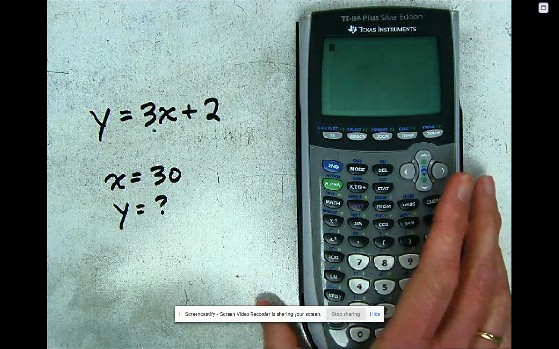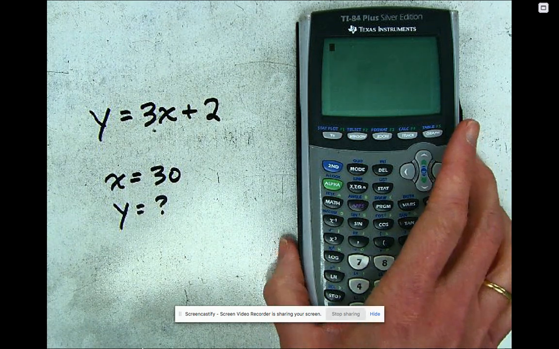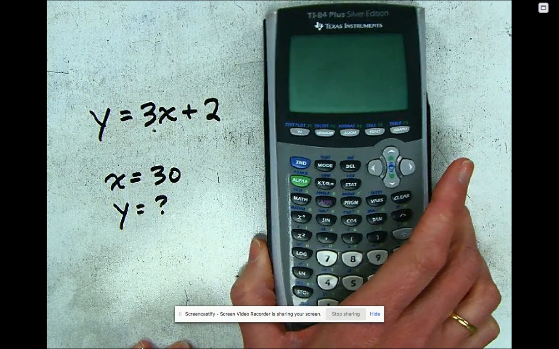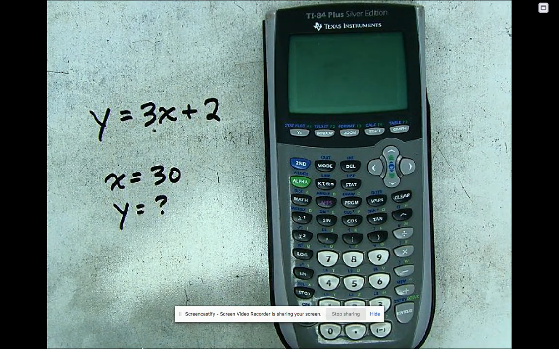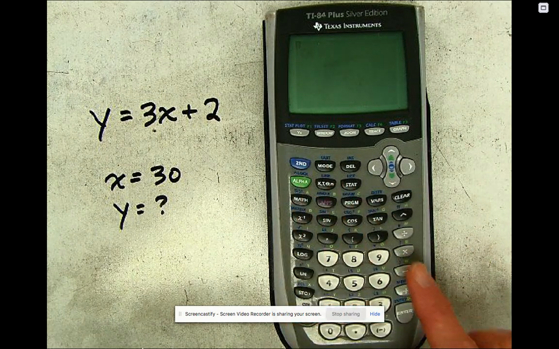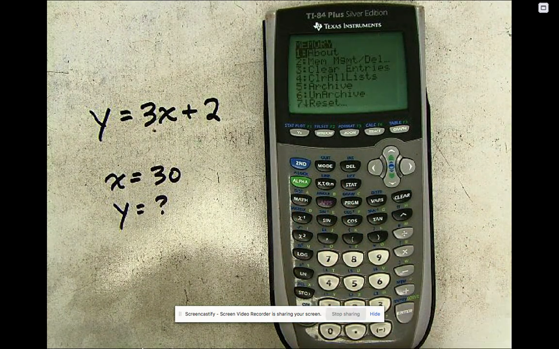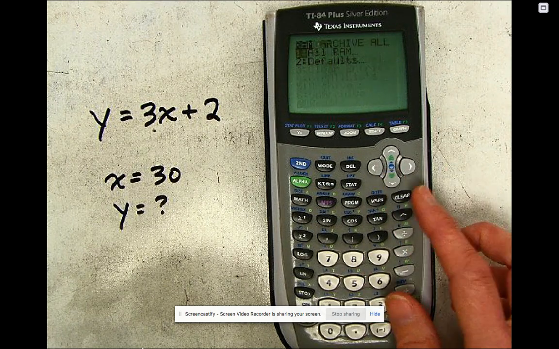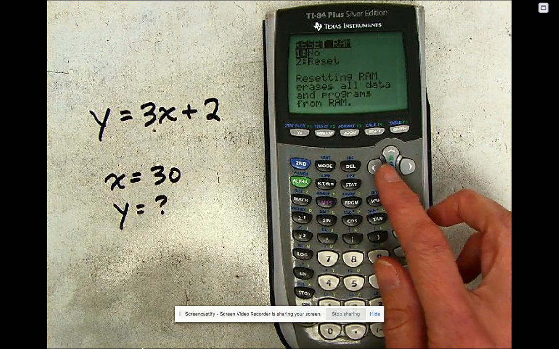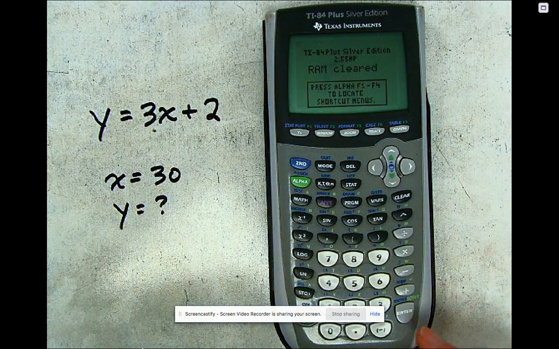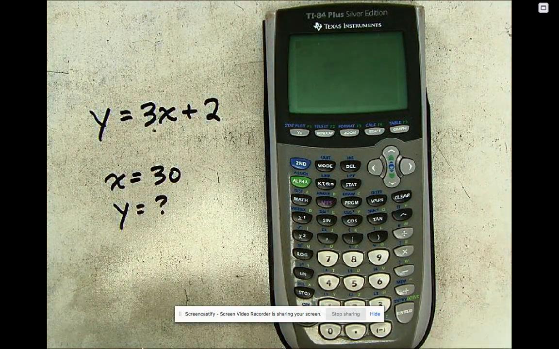So if you remember with your calculator, it might be a good idea to just clear it out a little bit in case you've got some things left in there from earlier. So you can always reset your calculator by pushing the second button and then the plus sign. Okay, go to reset. That's down to number 7. Reset all the RAM and then go ahead and say 2 and reset. Okay, so it should now have my RAM cleared.